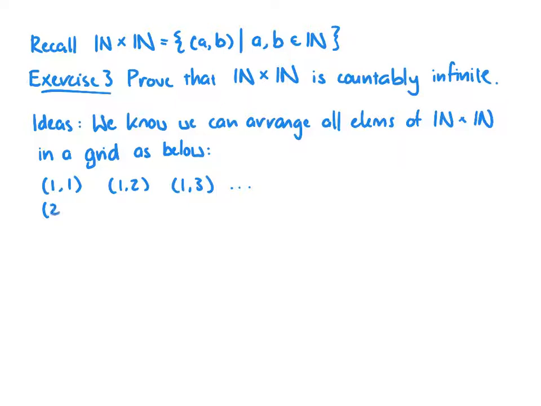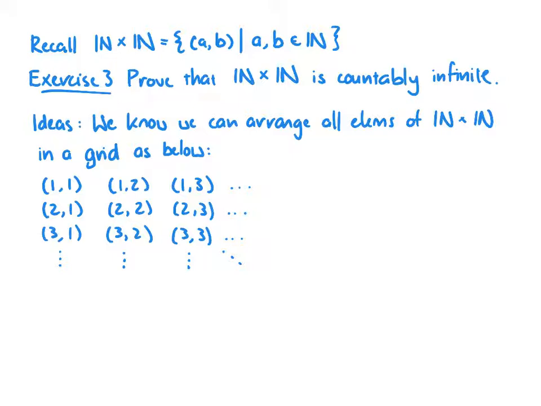Below (1,1), I'm going to put (2,1). And so on. Below (2,1), it's going to be (3,1). And so on. So these columns continue as well, and we certainly also continue in the diagonal. So all the elements of N cross N appear in the grid. So how to arrange these in a list is the question.